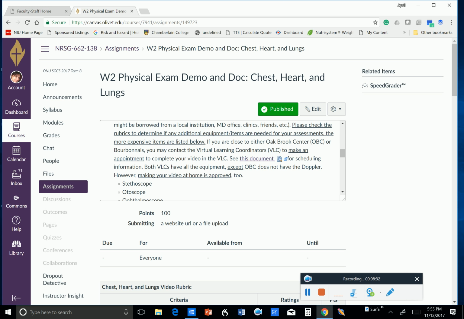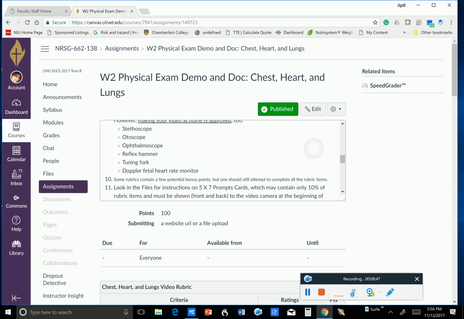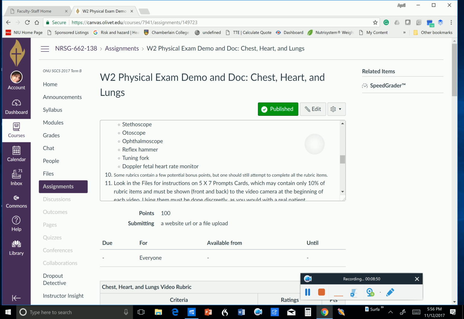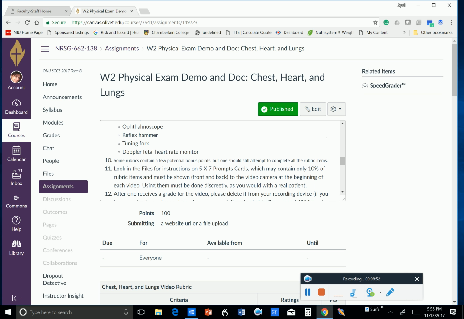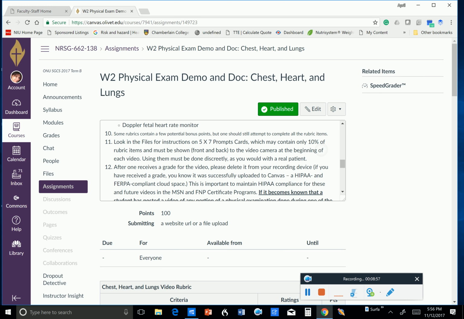And it states you may contact the virtual learning coordinators to make an appointment to make your video. Okay. And let's click on this and see what it says. It's not opening. Oh, you can make your video at home too. That's approved. All right. Stethoscope, ophthalmoscope, reflex hammer, tuning fork, Doppler. Those are things you're going to need throughout the whole course. Look in the files for instructions on the 5x7 prompt cards, which you can make. And those might be helpful to you when you're doing your examination.